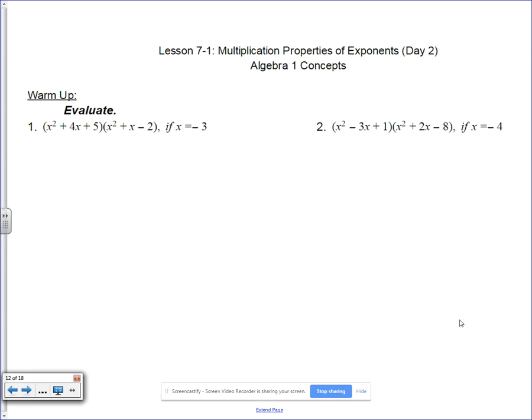Okay, well, what do I tell you about this problem that's probably good information to know? Does everybody see right here how it tells me x is -3, right?